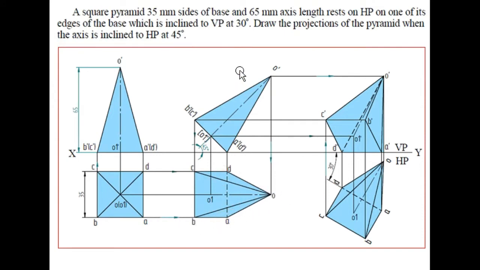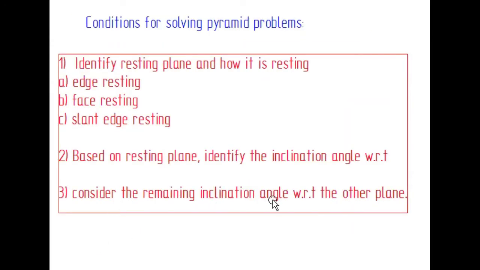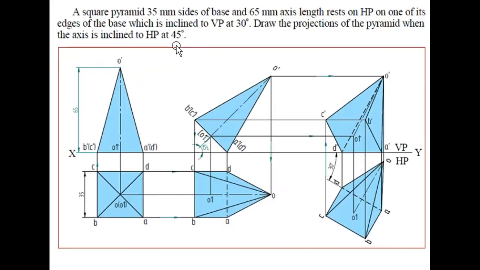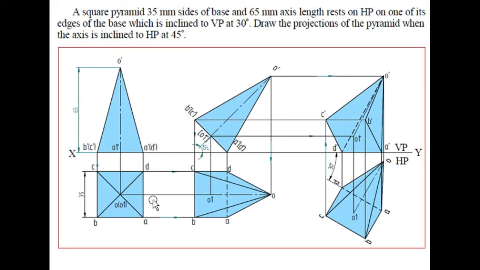Okay, next, the last condition is what? Consider the remaining inclination angle with respect to the other plane. So which is the other plane? VP plane. So identify here VP plane at 30 degree. Which is the one which is inclined at 30 degree? The edge of the base which is inclined to VP at 30 degree. So which is the edge? This is the edge. AD is the edge of the base which is inclined to VP at 30 degree.